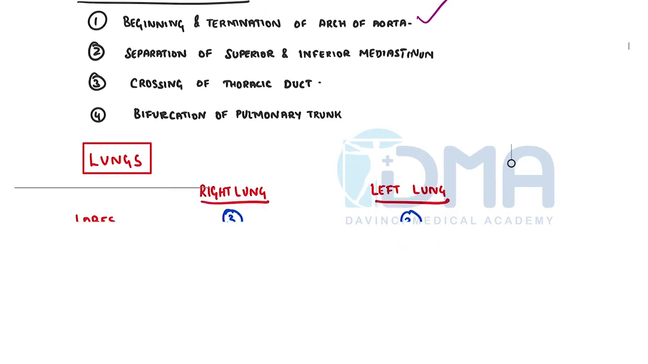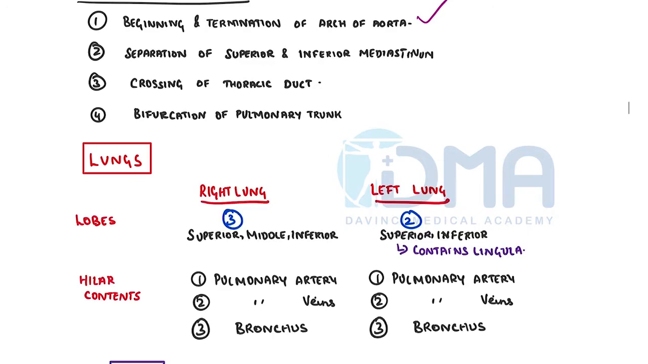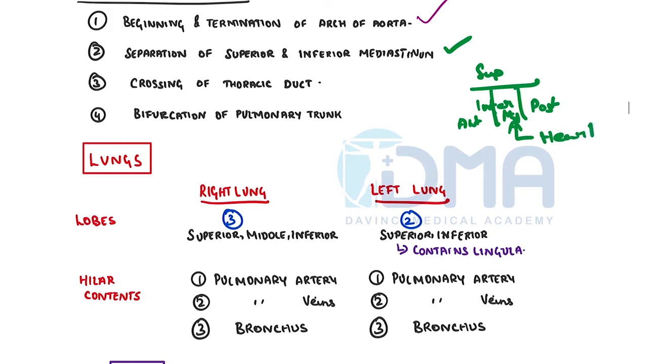Number two is the separation of your superior and inferior mediastinum, people. The mediastinum is divided into superior and inferior mediastinum, and the inferior mediastinum is again divided into anterior, middle, and posterior mediastinum. Very important MCQ: the heart lies in the middle mediastinum. This superior and inferior mediastinal division occurs at the imaginary plane passing between the sternal angle of Louis and the intervertebral disc between T4 and T5, and also the crossing of the thoracic duct occurs here.